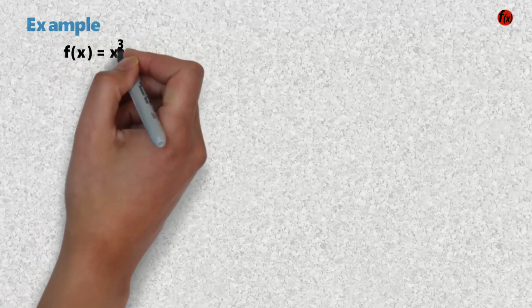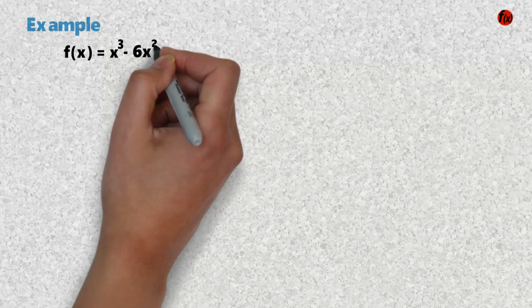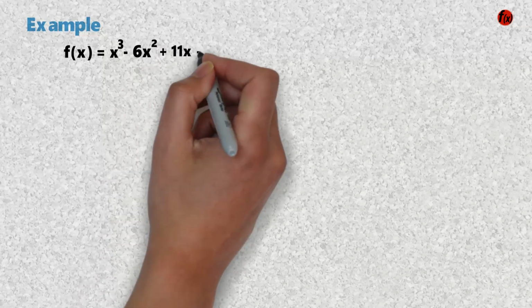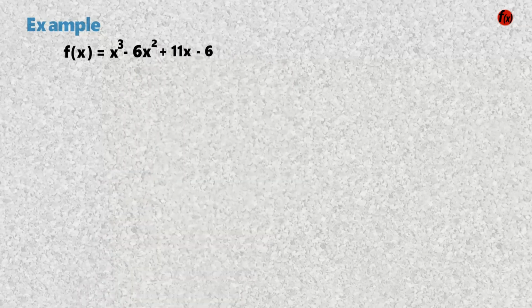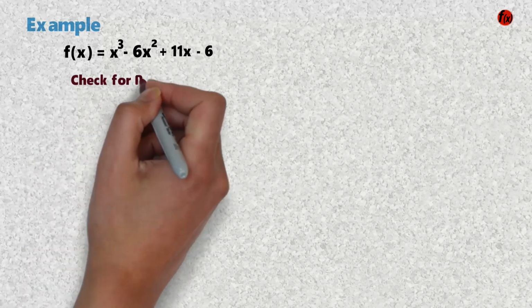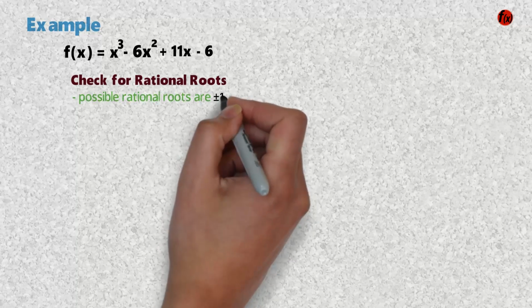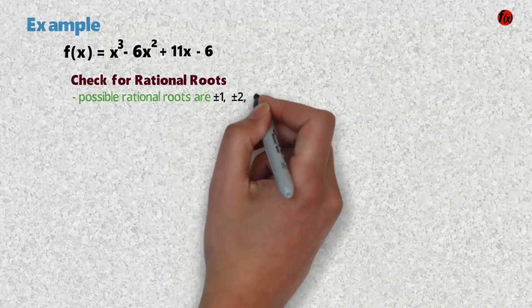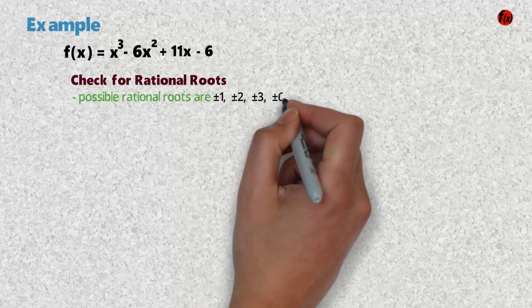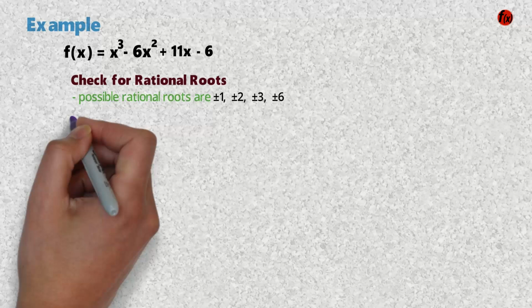Example. Let's factorize the cubic polynomial f of x equals x cubed minus 6x squared plus 11x minus 6. Check for rational roots. Possible rational roots are factors of the constant term, minus 6, divided by factors of the leading coefficient 1. So the possible rational roots are plus or minus 1, plus or minus 2, plus or minus 3, plus or minus 6.